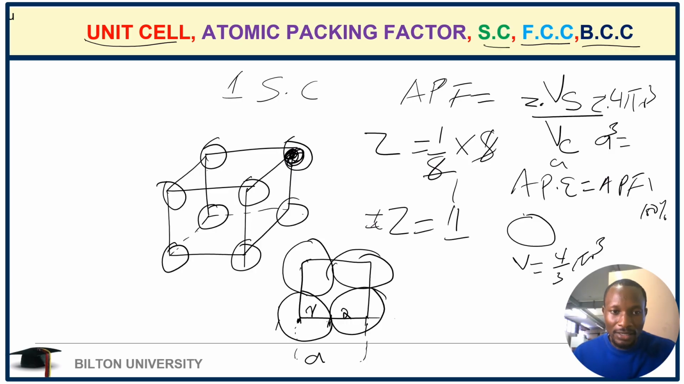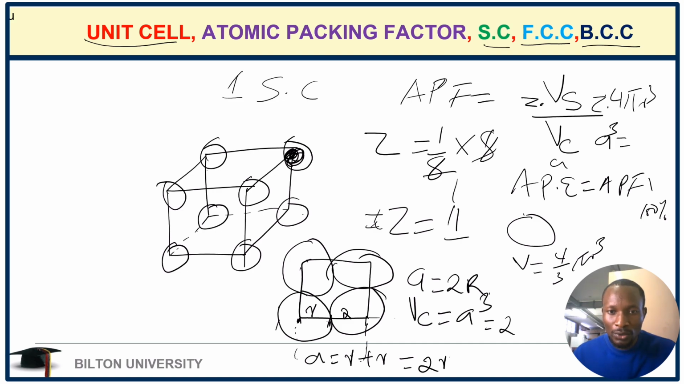So you can see that the edge length A in this case is 1R plus another R, which is going to give us 2R. So in simple cube, our edge length is given by 2R. Okay, and the volume of the unit cell is equal to a cube, and this is going to give us (2R)³. (2R)³ is going to give us 8R³. So it tells us that the VC, or the volume of the unit cell in simple cube, is 8R³.